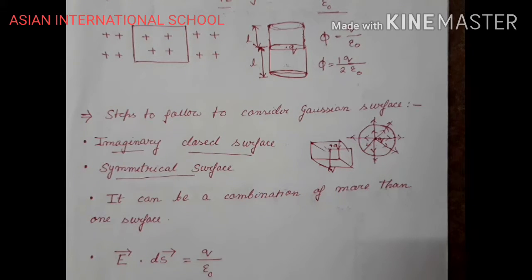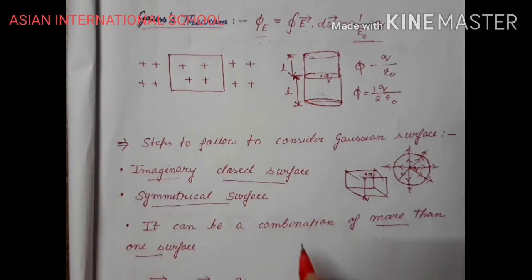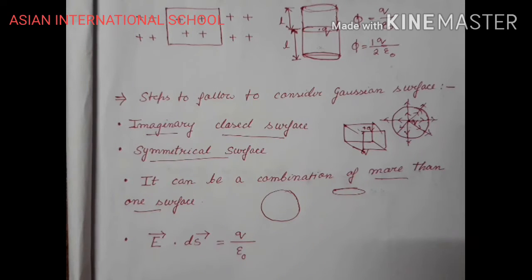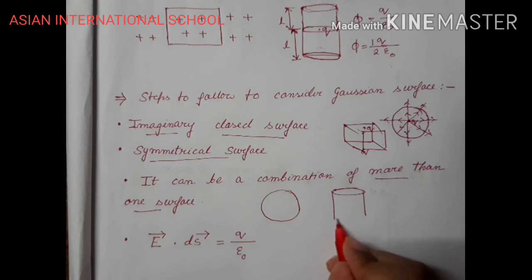Clear? Secondly, while choosing a Gaussian surface, it can be a combination of more than one surface. If I choose a sphere, it is a single surface. But if I choose a cylinder, the curved portion is one surface, and the lower base is a surface. So I am choosing two kinds of surface here, the flat surfaces and the curved surface. So it can be a combination of two or more surfaces.